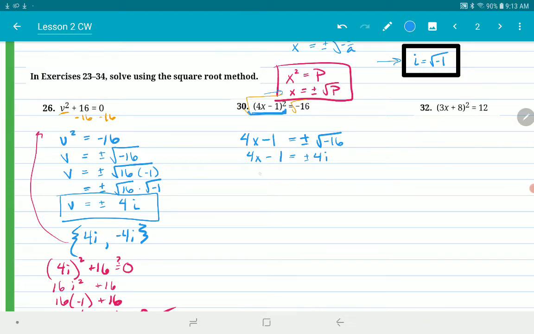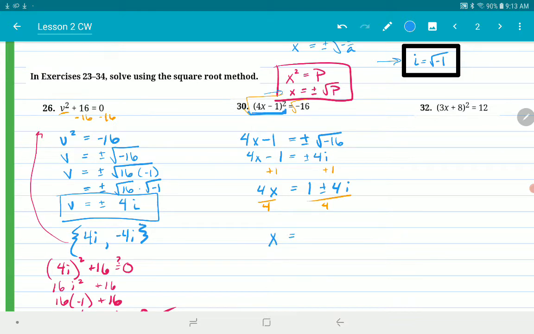Now I can add 1 to both sides and get 4x. I'm going to go ahead and show that work actually. So I'll add 1 to both sides and I'll get 4x equals 1 plus or minus 4i. And then getting x by itself, I'm going to divide both sides by 4. On the left, I end up getting 4 divided by 4 is 1, so I get x.